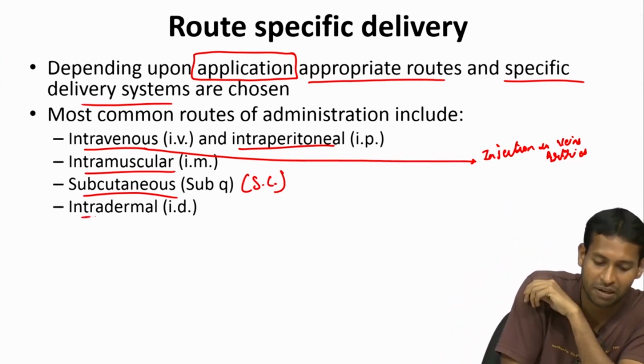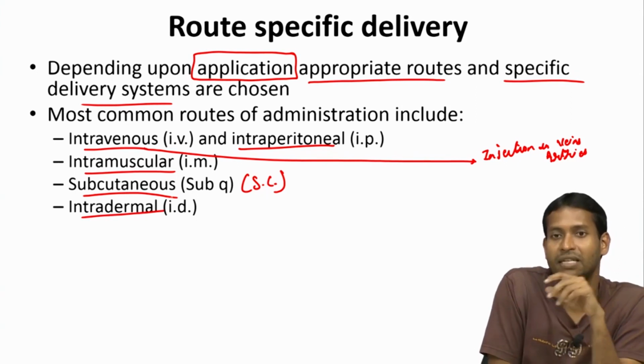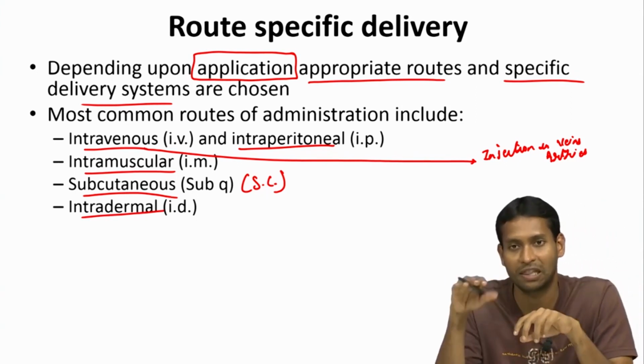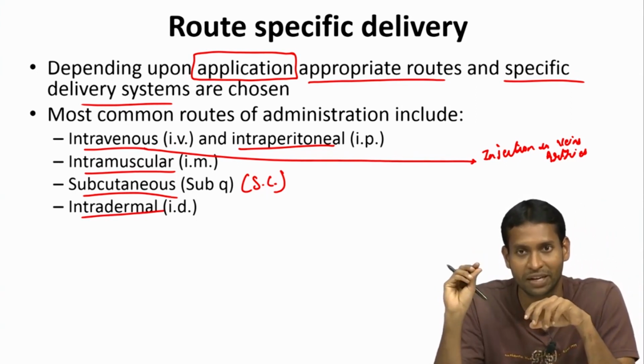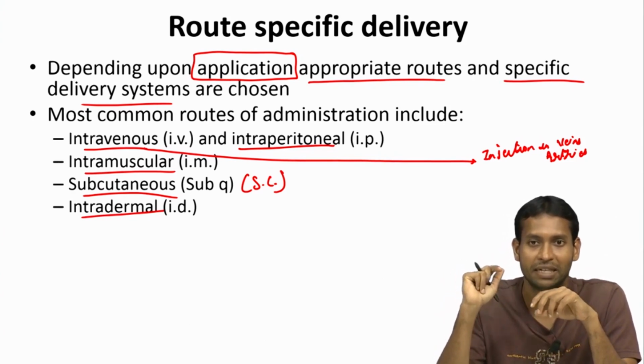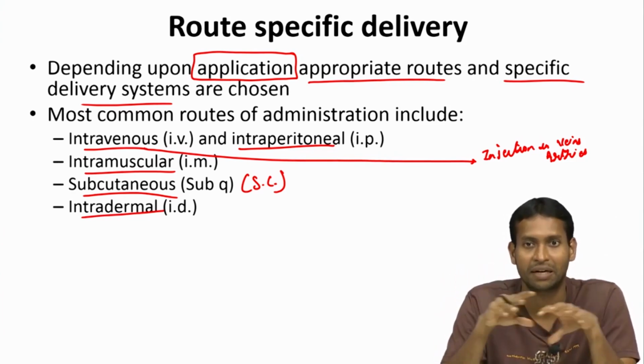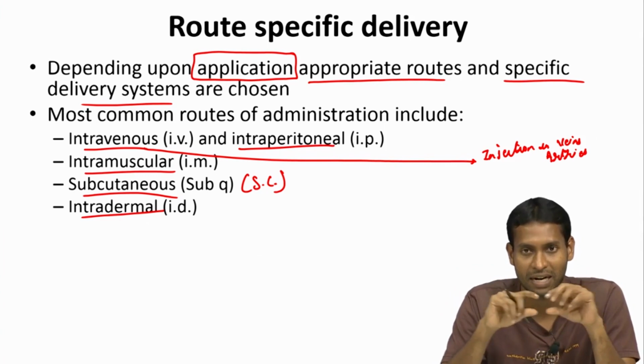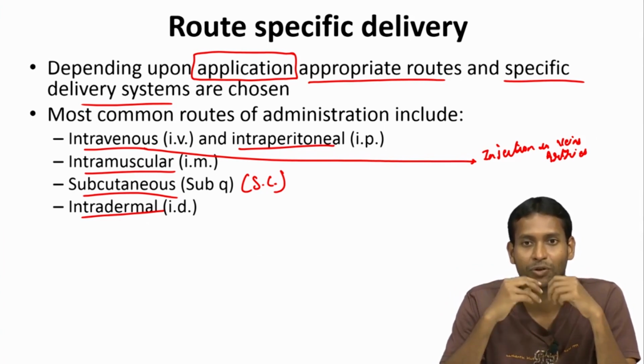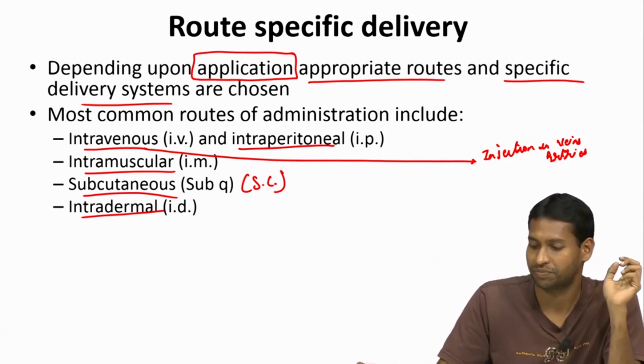And then you have intradermal, which is nothing but in the skin. So, instead of penetrating all the way through the skin, you just penetrate somewhere in the skin, so that when you inject it, whatever is given gets entrapped in that small skin layer, from which it can diffuse out.